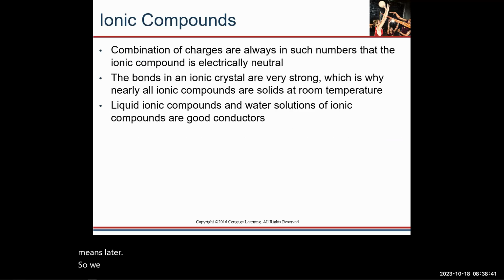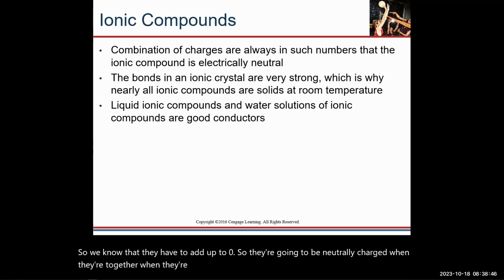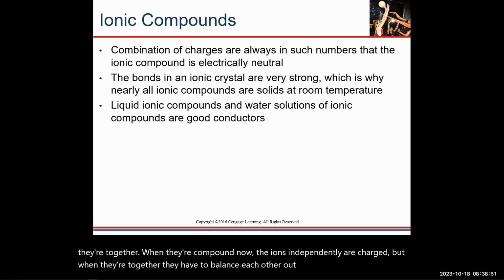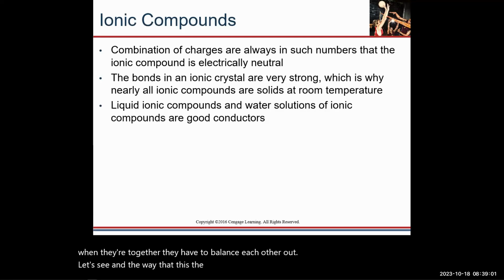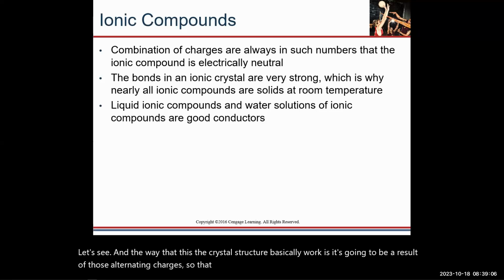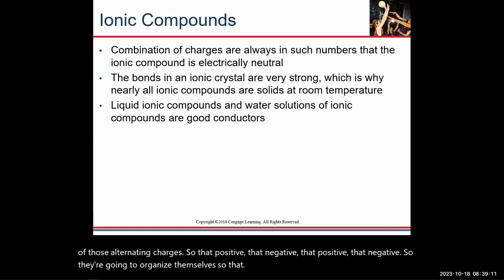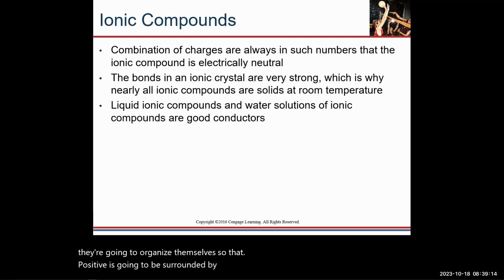So we know that they have to add up to 0. They're going to be neutrally charged when they're together, when they're a compound. Now the ions independently are charged, but when they're together, they have to balance each other out. The way the crystal structure works is it's a result of those alternating charges. So that positive, that negative, that positive, that negative. They're going to organize themselves so that a positive is surrounded by negatives, and a negative is surrounded by positives.